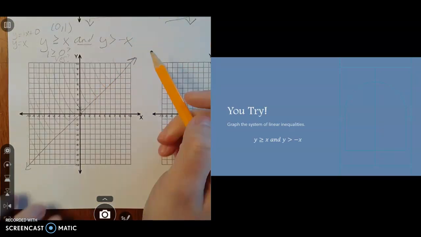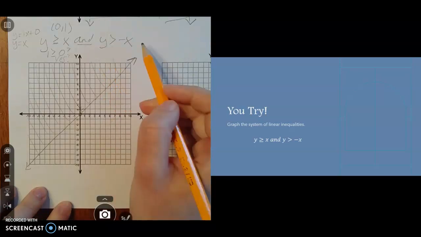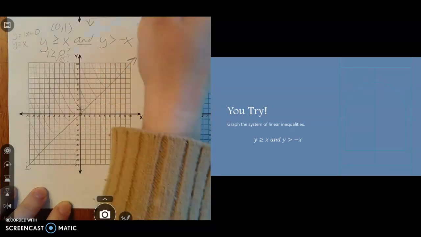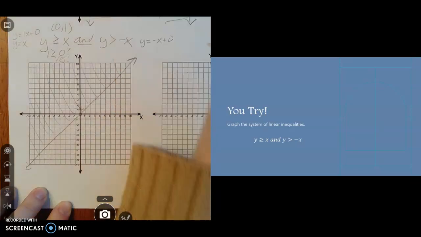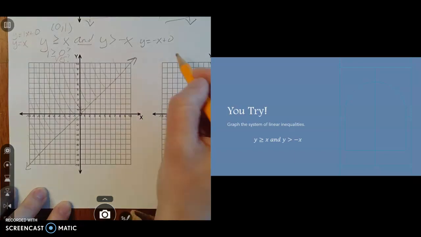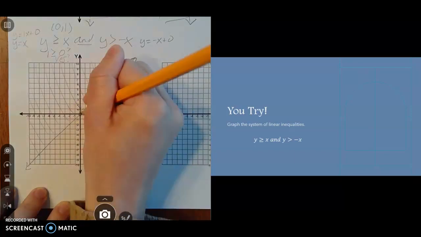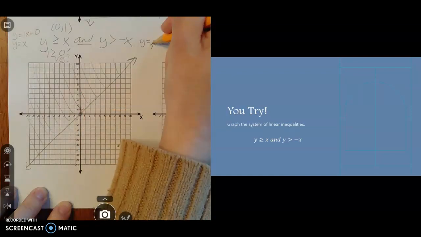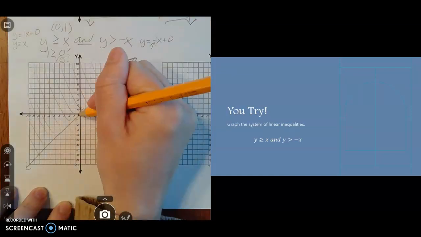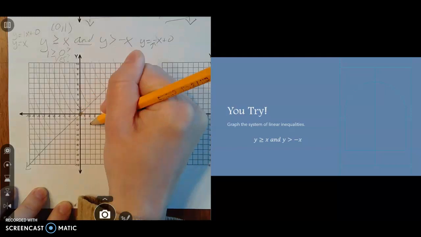Okay? With the other one, y is greater than negative x. First thing we need to do is that boundary line. So y equals negative x, or negative x plus 0 if you want to think about it that way. We'd have a y-intercept of 0 again. We'd have a slope of negative 1. So that means that we would go down 1, left 1, down 1, left 1, down 1, left 1 as many times as you'd like to get lots of points on that line.